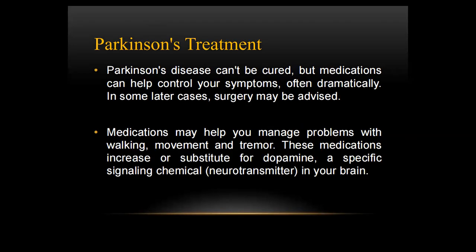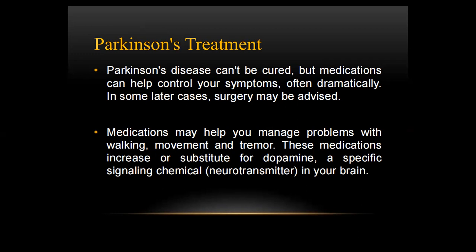So, Parkinsonism treatment: there is no cure, but you need medication to control the symptoms, often dramatically. In some cases, it may require surgical interventions. Medications can help manage problems like walking, movement, and tremor. These medications increase or substitute dopamine, because in this case the patient has low dopamine. So we have to increase the amount of dopamine, because dopamine is a signaling chemical in the brain.